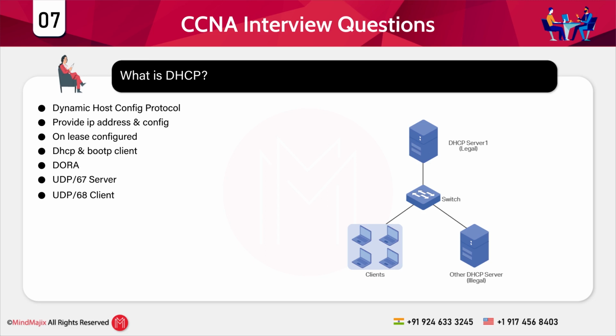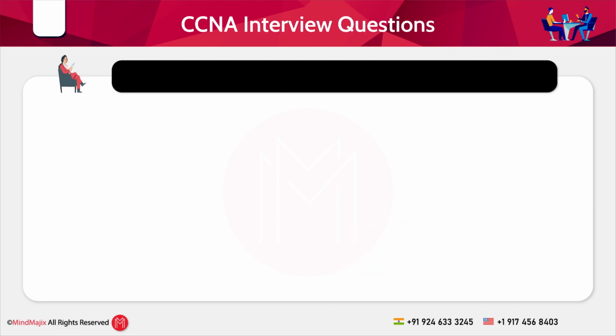In DHCP, we use the DORA process, that is discover, offer, request, and acknowledgement. Discover is the message coming from the client machine, and it is a broadcast message. It reaches the server, and the server offers an IP address, and then the client again sends a request message, and at the end the acknowledgement message is sent. It works on UDP port numbers 67 and 68. So on the server side this port number is used, and on the client side this port number is used.